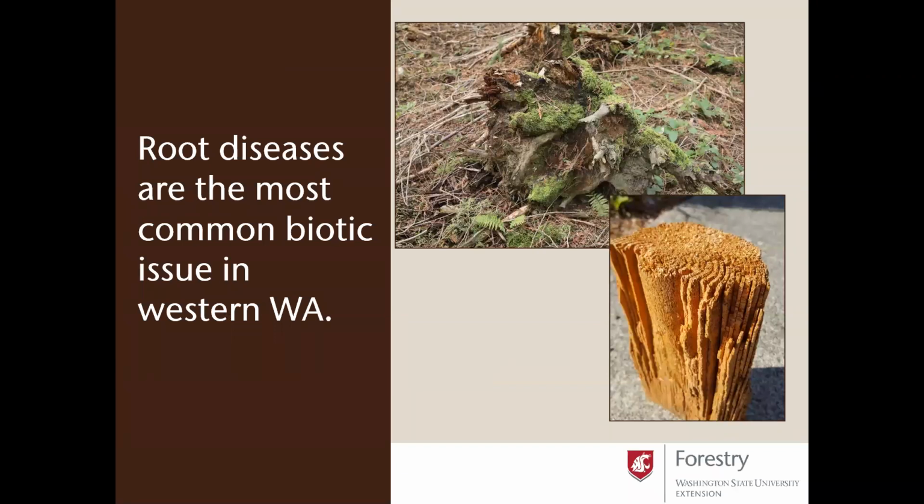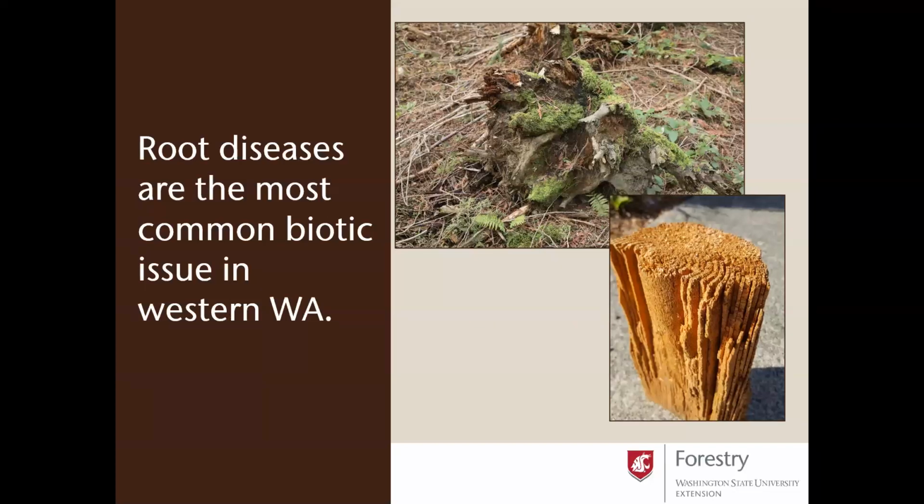So that's the abiotic side of things, environmental stresses. And it's not just drought, you can have winter injury, air pollution, some other stuff like that, flooding. On the biotic side of things, so things caused by organisms, root disease is the big player in Western Washington. It's a little different east of the mountains, where insects are a bigger deal. West of the mountains, though, it really comes down to the root diseases.